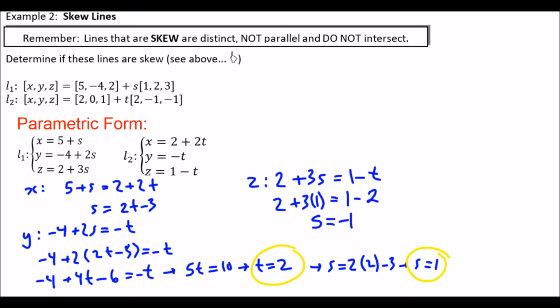What the heck, Mr. Wills? That's not true. Definitely not true. Therefore, the lines are skew. No POI.